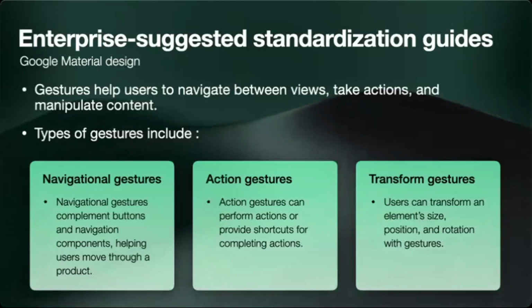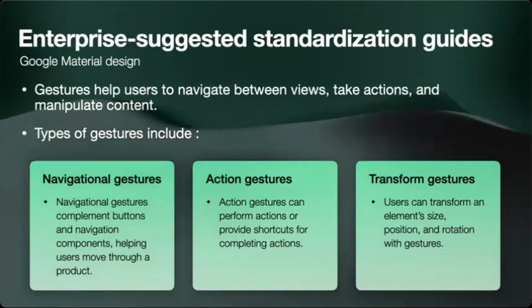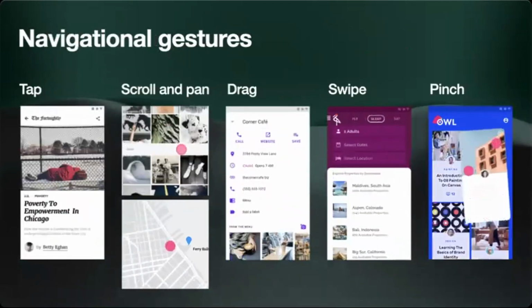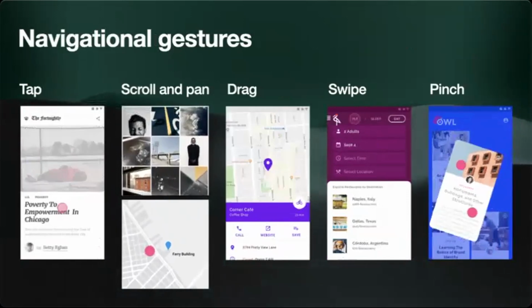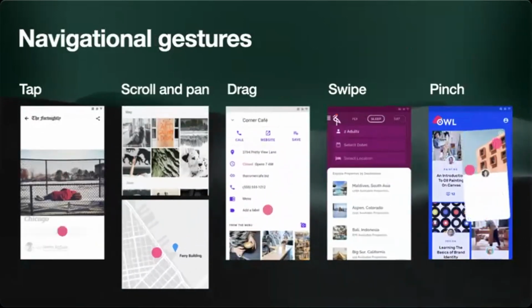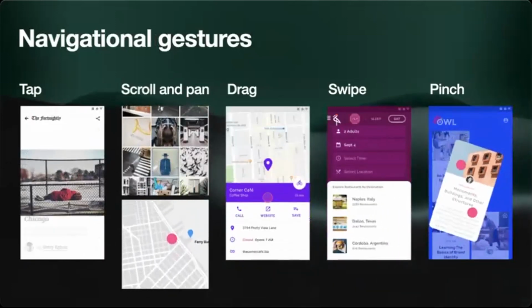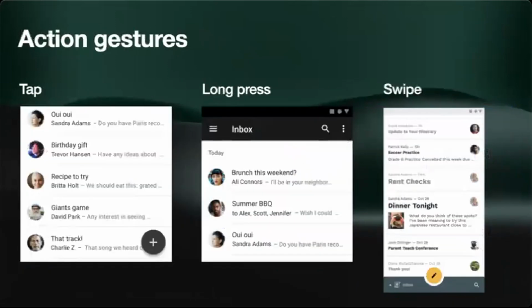According to the gesture standardization guideline proposed by Google Material Design, gestures are important interface elements that help users move from screen to screen, perform specific actions, and manipulate content. These gestures are divided into three main types. First, navigational gestures. Navigational gestures complement buttons or navigation components to help users move easily within the product. Examples include swiping to return to a previous screen, switching screens, and more.